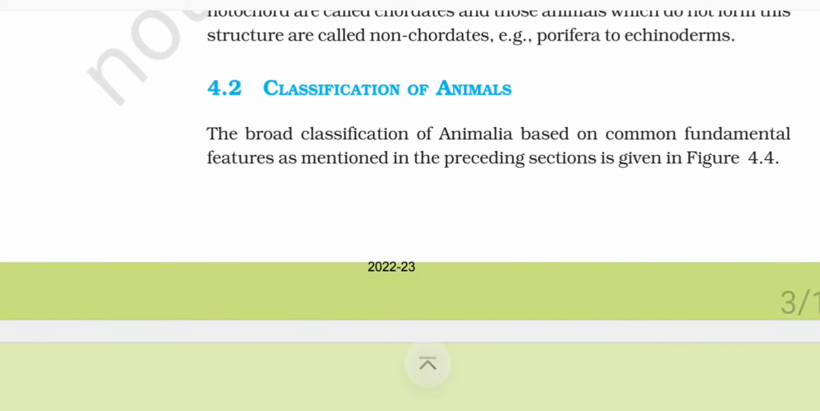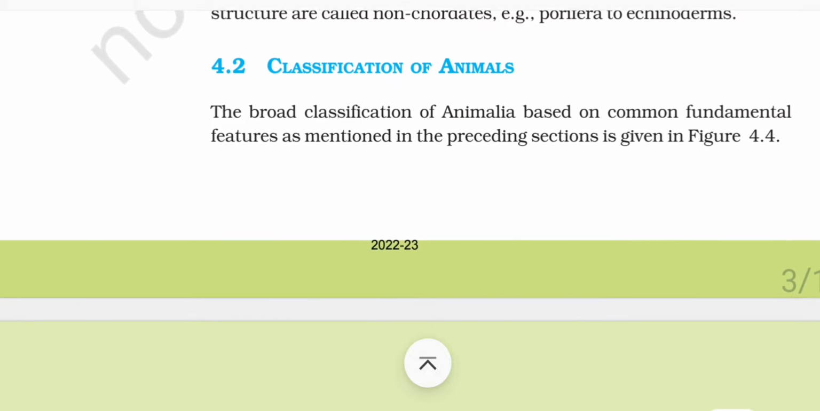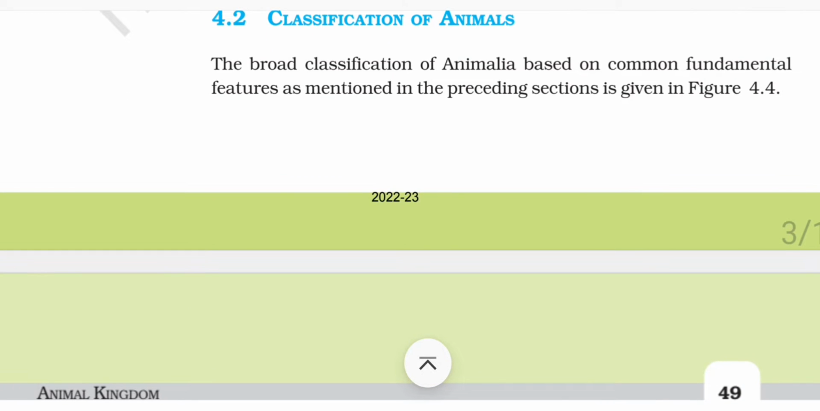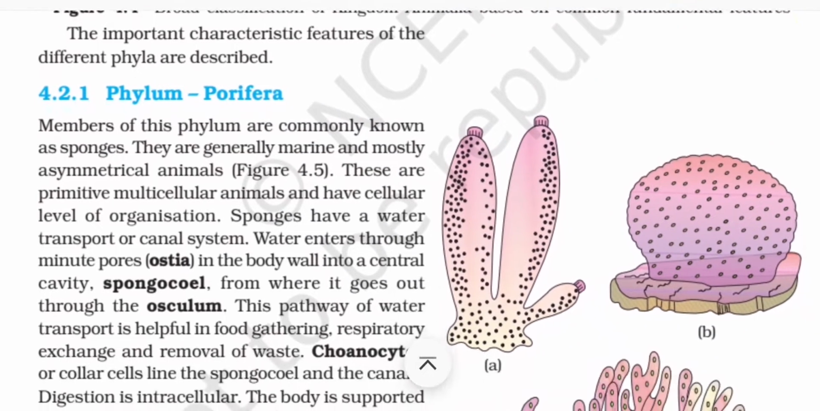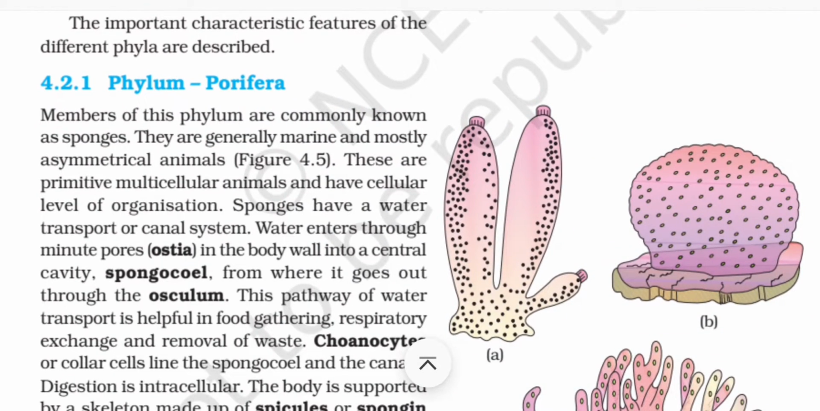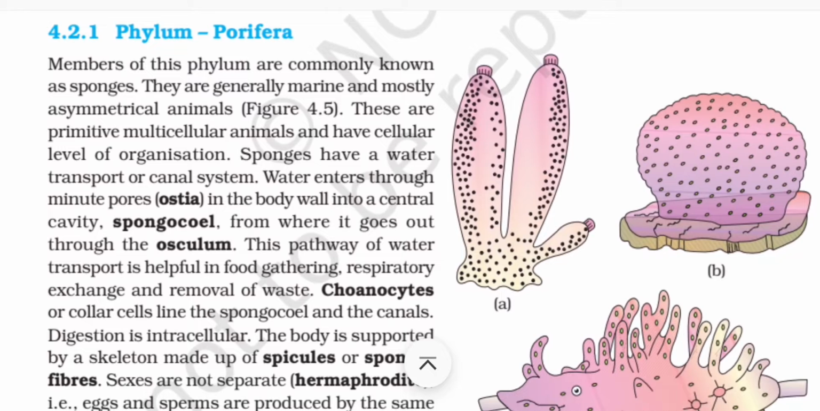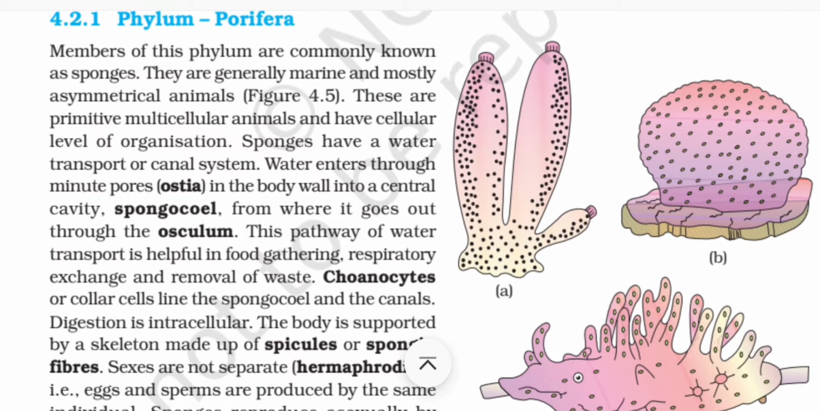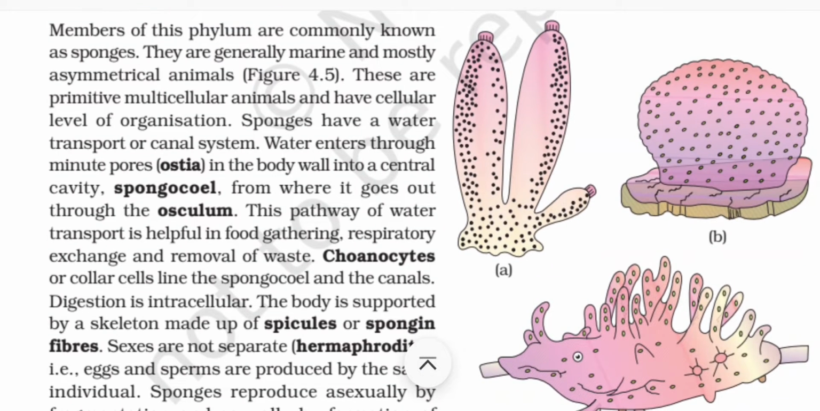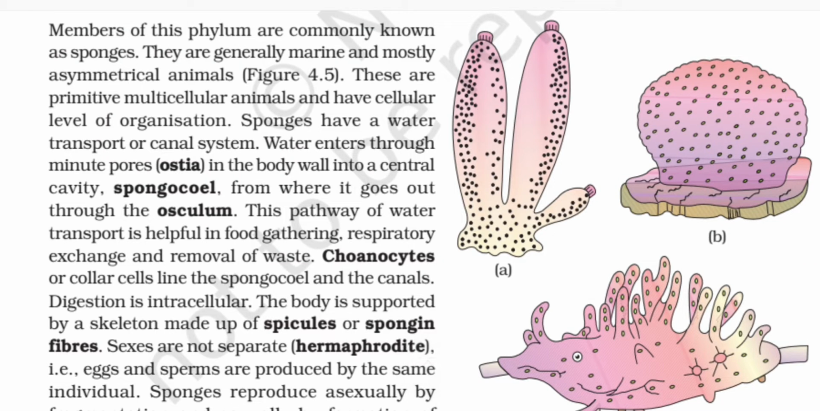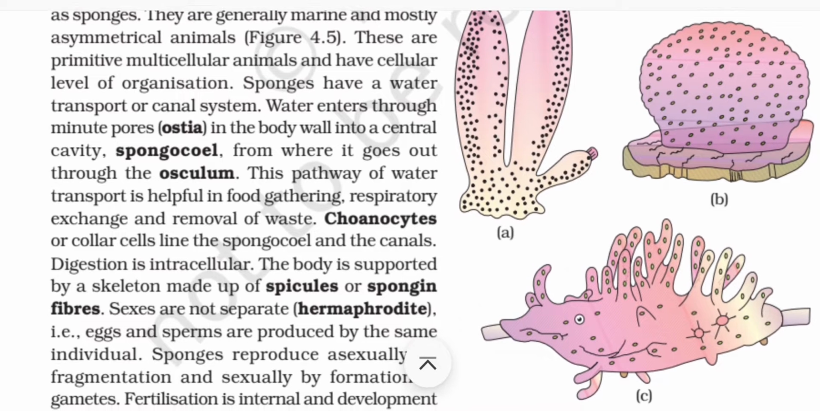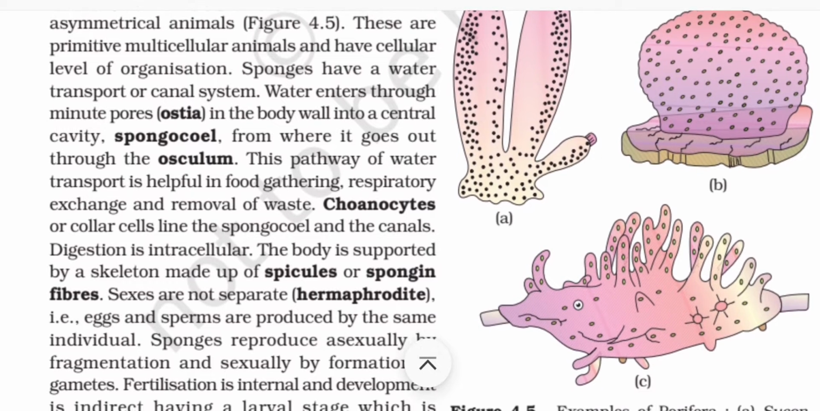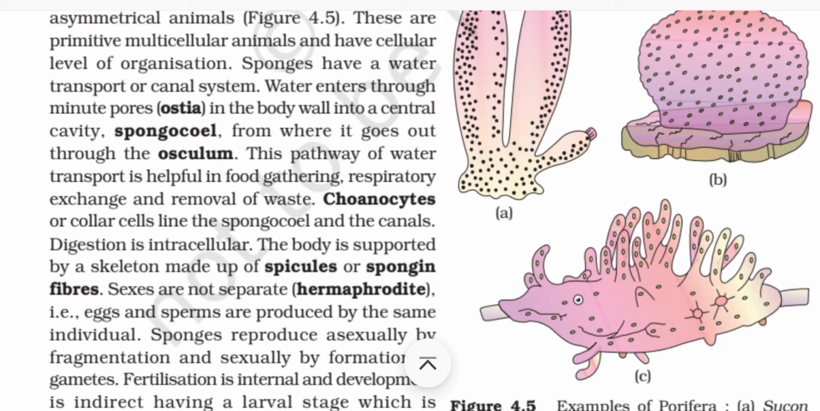4.2 Classification of animals. The broad classification of Animalia, based on common fundamental features as mentioned in the preceding sections, is given in Figure 4.4. The important characteristic features of the different phyla are described. 4.2.1 Phylum Porifera. Members of this phylum are commonly known as sponges. They are generally marine and mostly asymmetrical animals. Figure 4.5. These are primitive multicellular animals and have cellular level of organization.